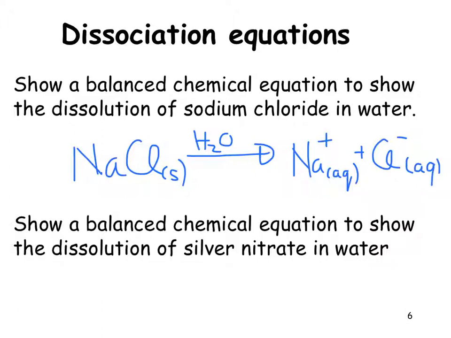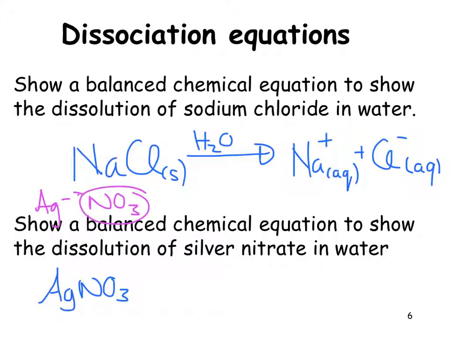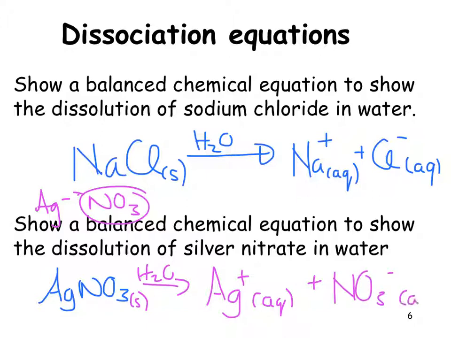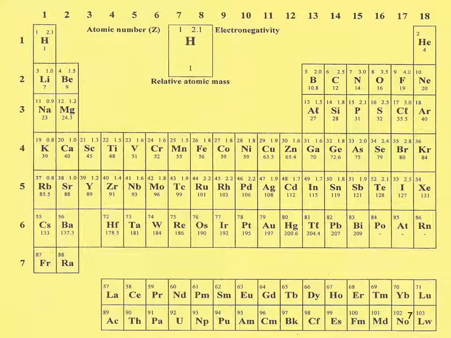Show a balanced equation to show the dissolution of silver nitrate. Well, first we need to know what silver nitrate is. It's AgNO3. Remember that silver has got a valency of 1, nitrate has got a valency of 1, and therefore it's going to be silver nitrate. I pop that into water, and this is again a solid, and I get the Ag+ ion in aqueous form and the nitrate NO3- ion in aqueous form. So that is dissociation, and sometimes when we're doing a dissociation in a solution, we call it a dissolution. Okay, periodic table, handy little thing if we're going to start doing some calculations.